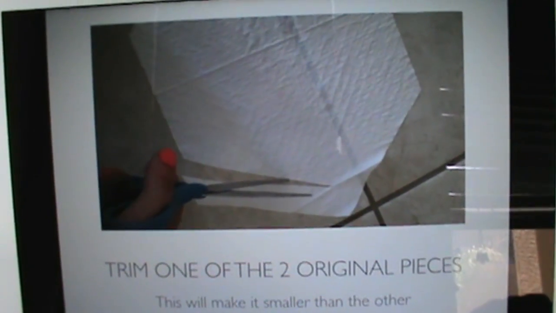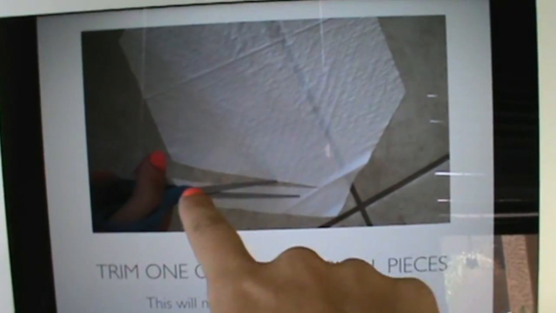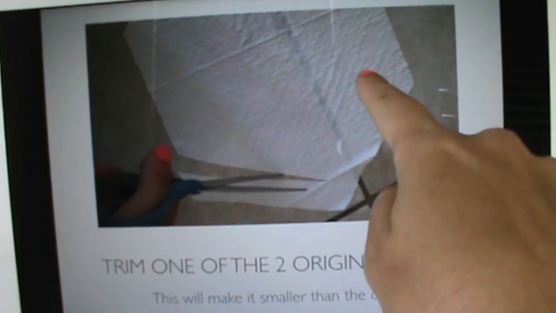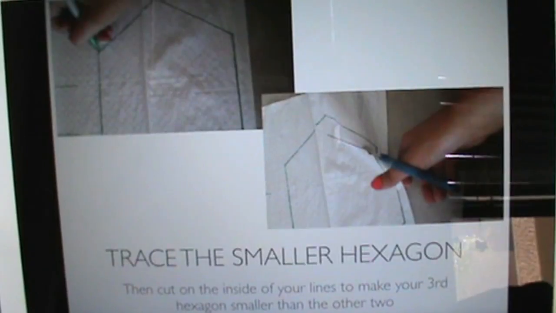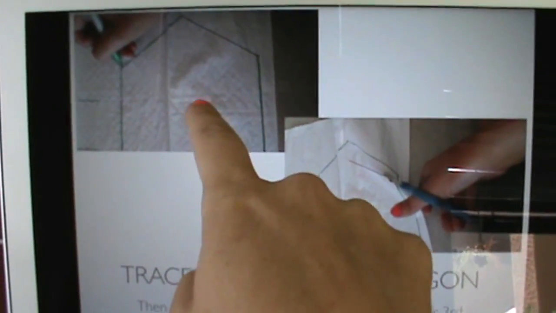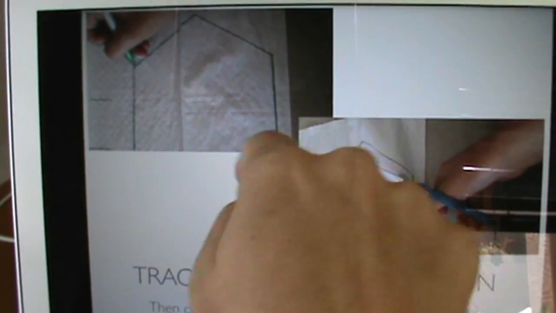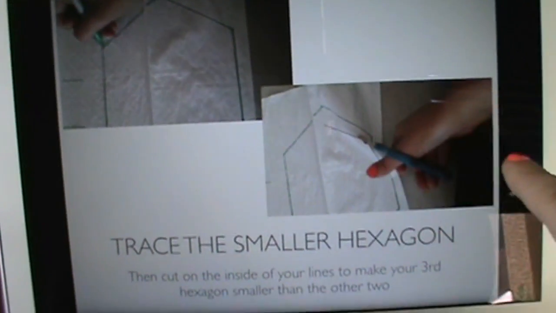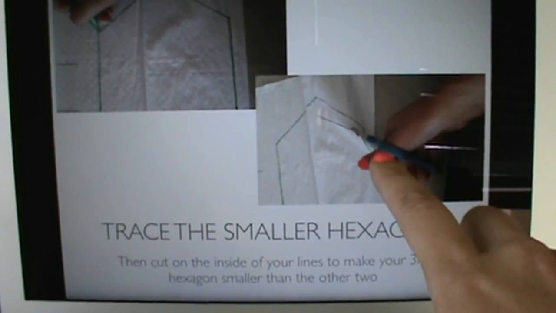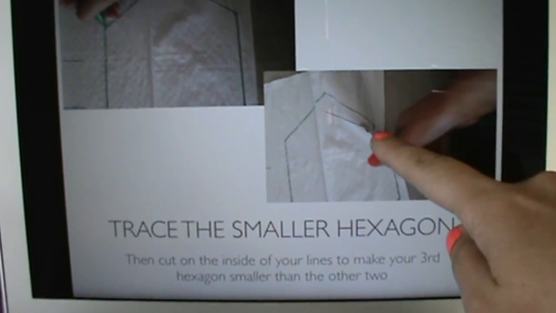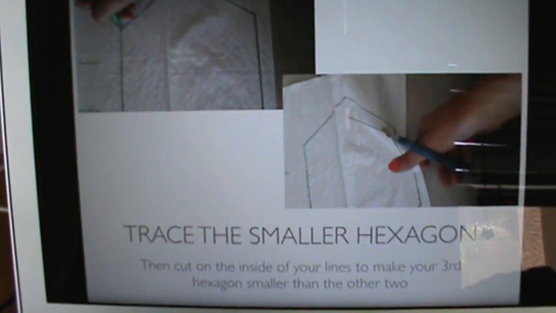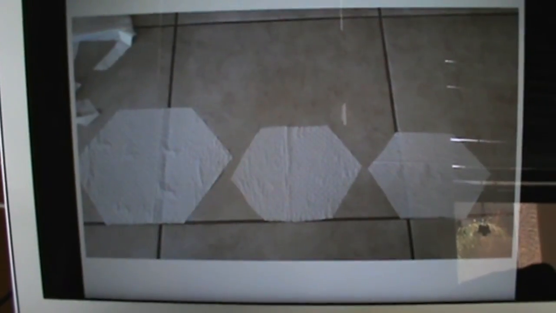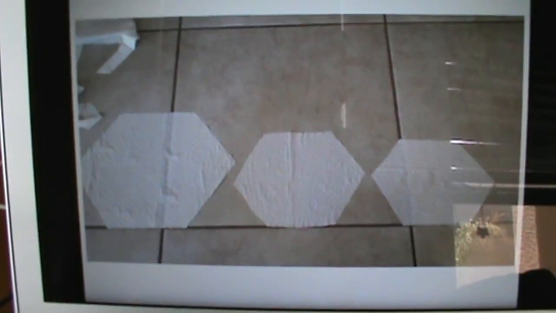And I took one of them and trimmed it down a little bit. I cut off the same amount on each of the sides so that I had a smaller hexagon. Then I took that smaller hexagon and placed it on the remaining part of my paper bag and traced around it. And then I made my 3rd hexagon, making it the smallest by cutting inside the line of what I would call the medium size hexagon, giving me 3 different sizes of hexagons.